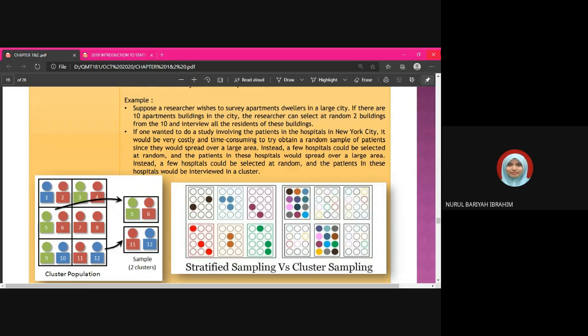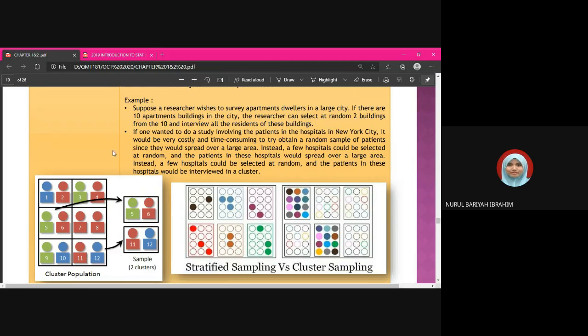Okay, so berbalik kepada this example. If there are 10 apartment building in the city, so in the city ada 10 apartment. Dalam apartment tu ada banyak level pula kan. So it cover large population. The researcher can select at random only 2 building. Dia pilih 2 sahaja daripada 10 apartment. So the researcher akan fokus kepada 2 building sahaja. Okay. And then interview all the resident of these 2 buildings. So dia akan fokus kepada 2 building dan semua resident dalam these 2 building will be the samples. Okay.